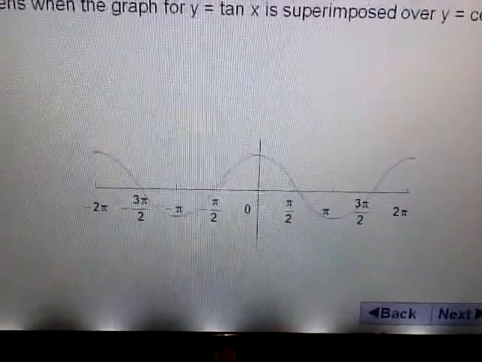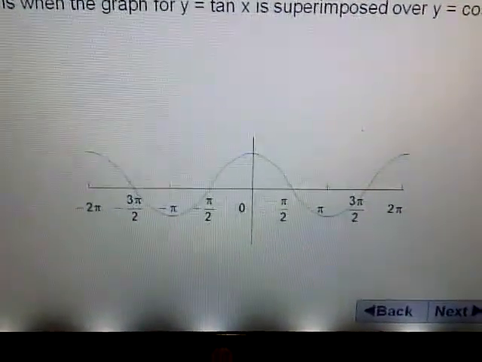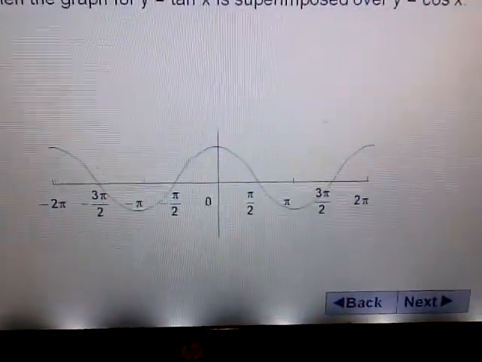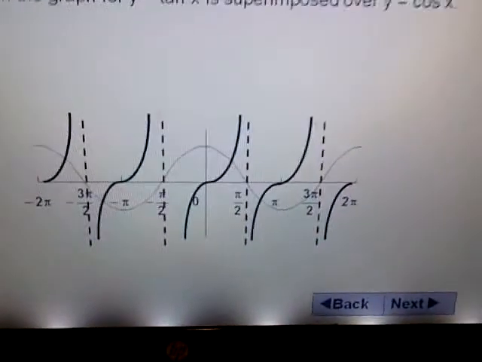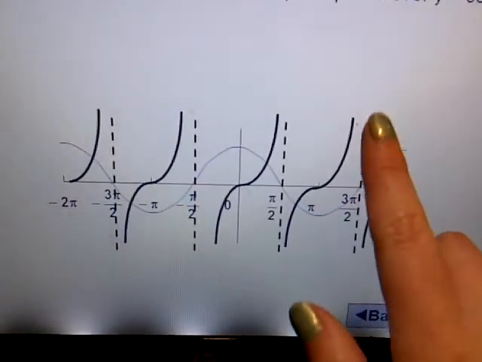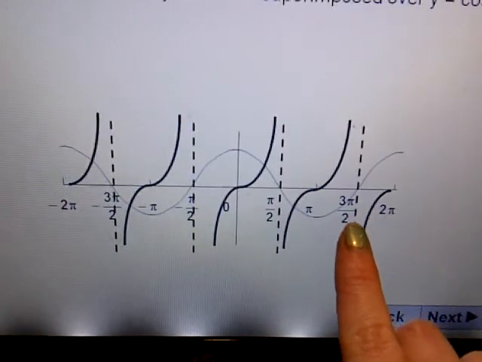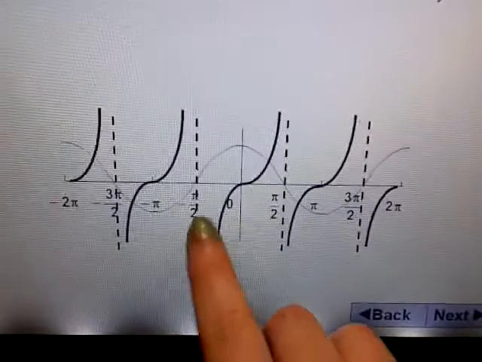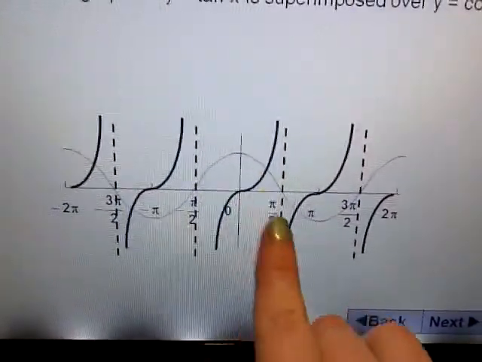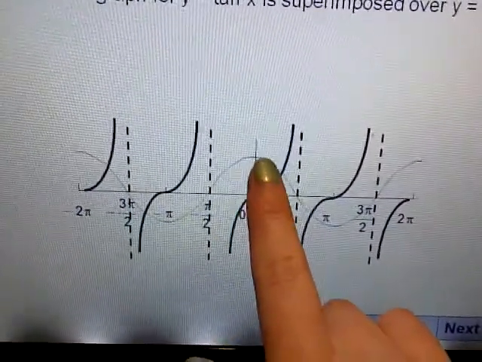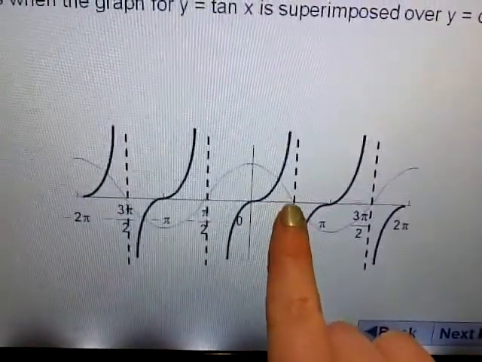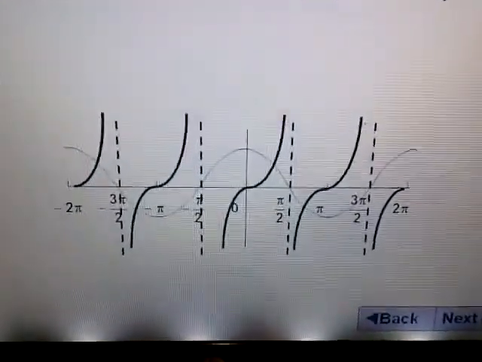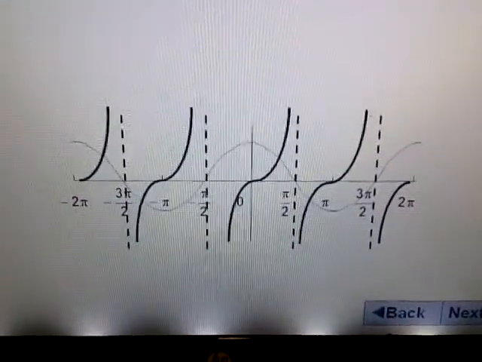So if I were to put a tangent graph on top of this cosine graph, you'll see the following. See how the asymptotes are aligned with where 3 pi over 2 and pi over 2 is? And if you pay attention to the cosine graph, which is in gray, every time it goes down and hits the x-axis, that is where the asymptotes are. And that's how tangent is related to the cosine graph.